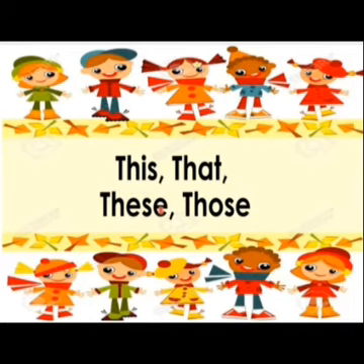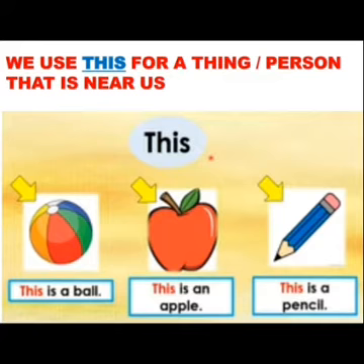So, we are going to use this, that, these and those, either they are near or far from us, according to that. Okay, dear kids? We use this for a thing or person that is near us. This is a ball. This is an apple. This is a pencil. All these three things are near to us, so we are using the word this. Okay, and these things are singular also, like one ball, one apple, one pencil. So we are using this.